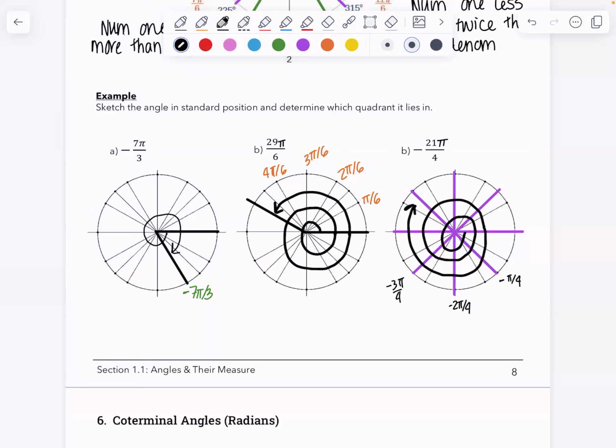Boom. So it does 2 full revolutions in the backwards direction and then comes all the way up to here, which, if you're looking at it as a negative angle, is negative 5 pi over 4. Just from here to here would be negative 5 pi over 4, or from here to here would be 3 pi over 4. But anyways, that's how it works.